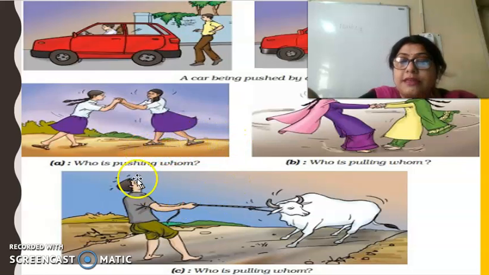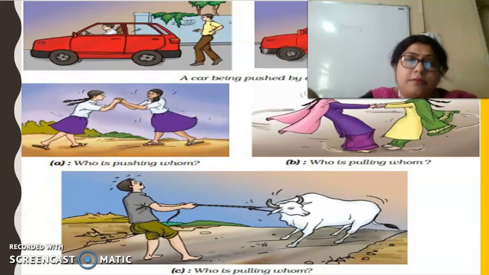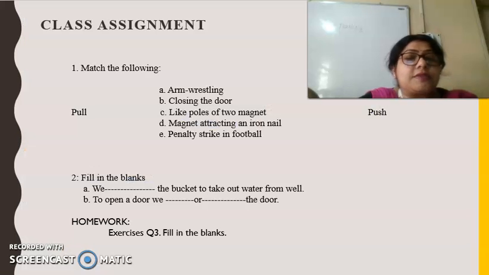And all this has resulted in a change in the state of motion of the body. Either the body comes to a stop or the body starts to move. It may either increase its speed or decrease its speed, or it may change the shape of the body. So these are some examples. Then next we come here.